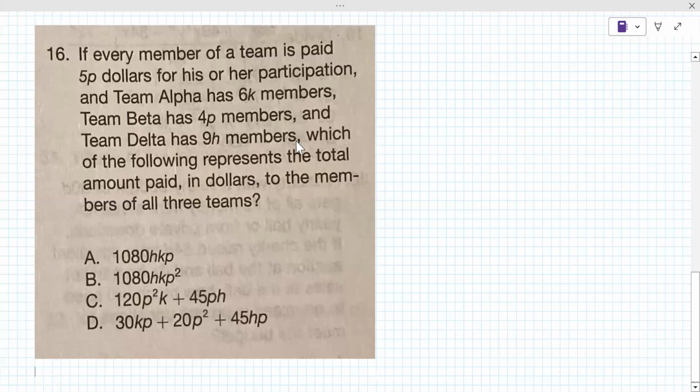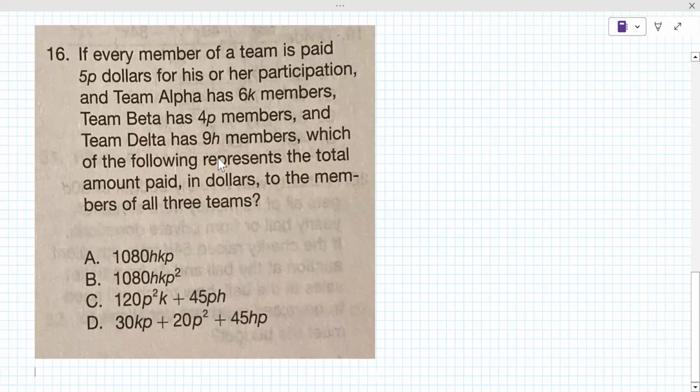All right, if every member of a team is paid $5P for his or her participation, and Team Alpha has 6K members, and Team Beta has 4P members, and Team Delta has 9H members, which of the following represents the total amount paid in dollars to the members of all three teams?